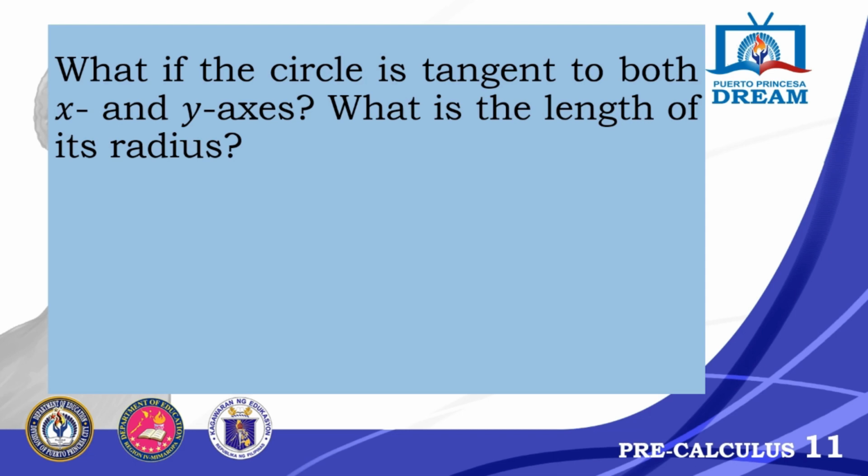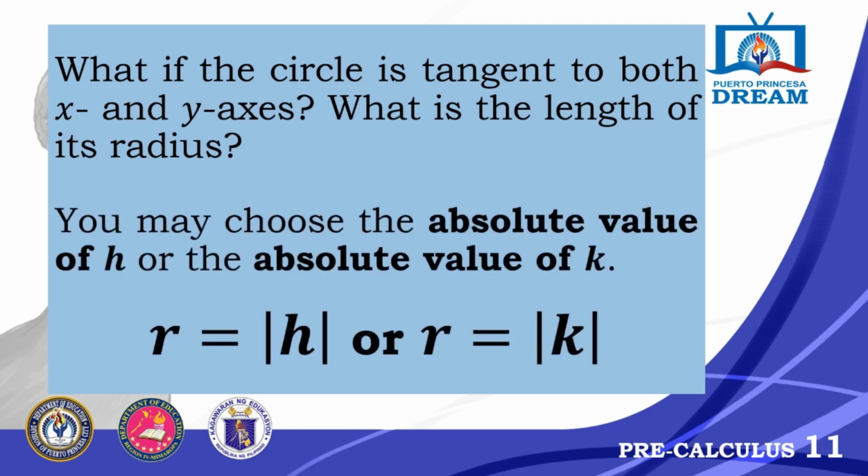But, what if the circle is tangent to both x and y axes? What is the length of its radius? Well, you may choose the absolute value of h or the absolute value of k. It doesn't matter, because if the circle is tangent to both axes, the absolute value of h and the absolute value of k are always the same.